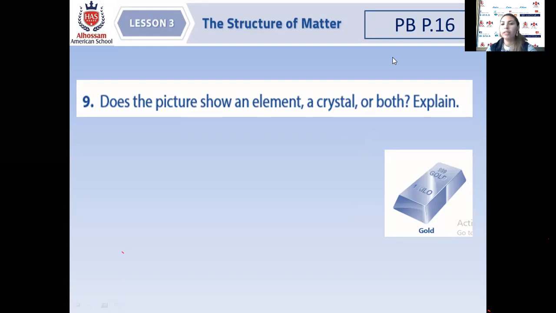Both, why? Because gold is a type of crystal and it has only one element. Because it's solid, so it's a crystal. And because it consists of just gold atoms, so it's an element.